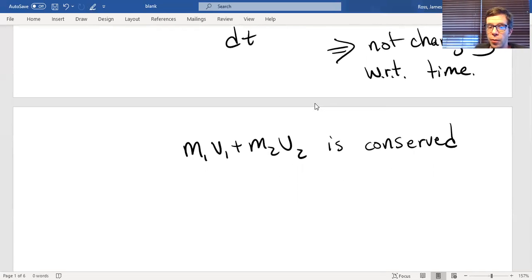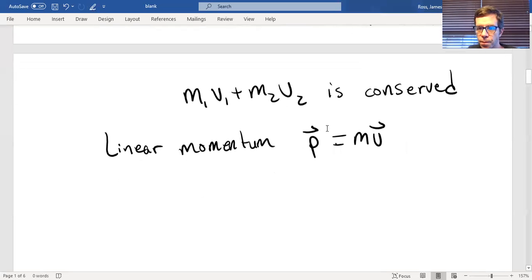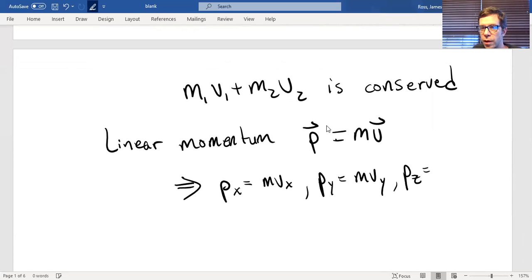And this is what we define as momentum. Linear momentum is denoted by p, and it is a vector. And it's equal to m times v. And because it's a vector, we can break it into components. So we can have px equal to mvx, py equal to mvy, and pz equal to mvz.